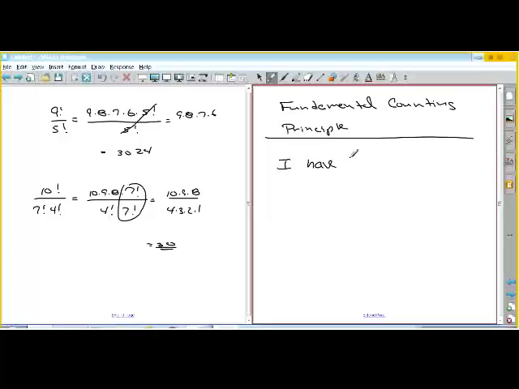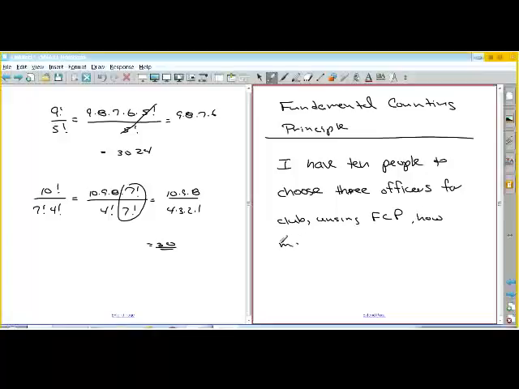I have 10 people to choose 3 officers for a club. Using the fundamental counting principle, how many arrangements are there?